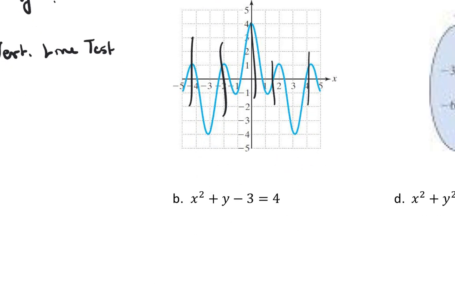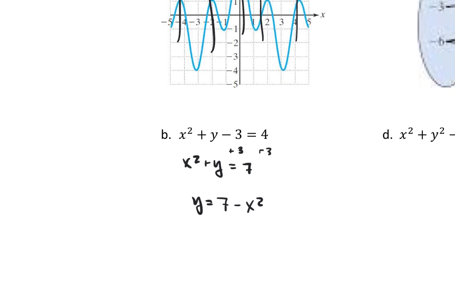Moving on to B, we can set this up as x squared plus y, adding 3 to both sides. That gives us 7, which gives us that y is equal to 7 minus x squared. That is a y equals statement, so this is also indeed a function.